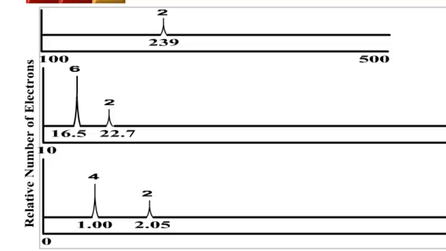The question is, why is there a greater distance between this peak with 6 electrons and this peak with 2 electrons than there is between this peak caused by 4 electrons and this peak caused by 2 electrons? Stop the tape for a minute. Think about how you would answer that. Maybe write something down. Here's how I would answer that.